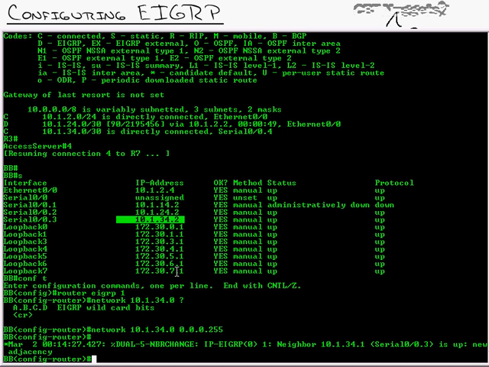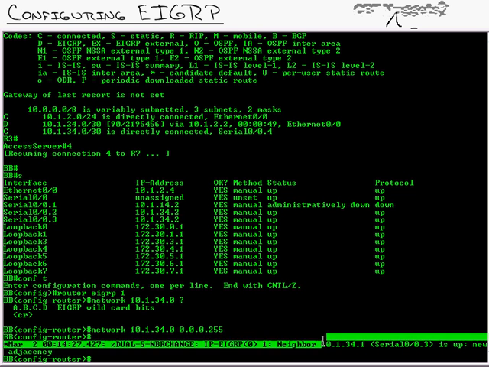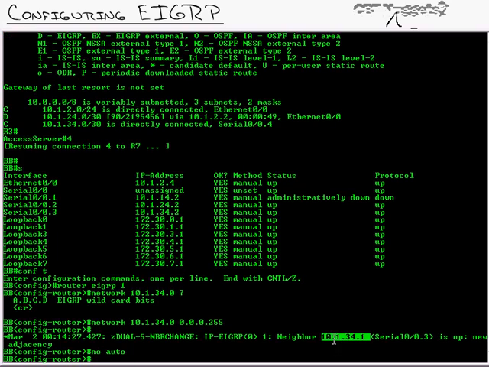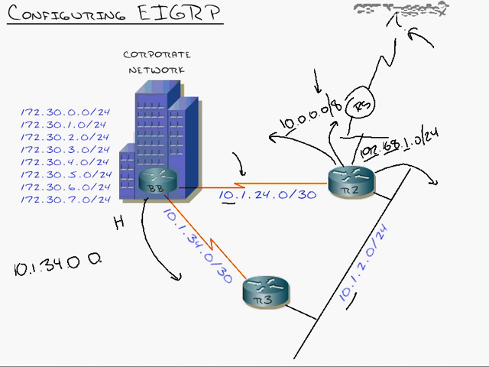Now, let's talk about those wildcard bits. Notice we formed that neighbor relationship, right? I'm going to kill it. No auto. Turn off that auto summarization. Let it go ahead and reconverge in the background. But let's talk about the wildcard bits. I typed in 10.1.34.0, 0.0.0.255. Now, flyby review of wildcard bits.